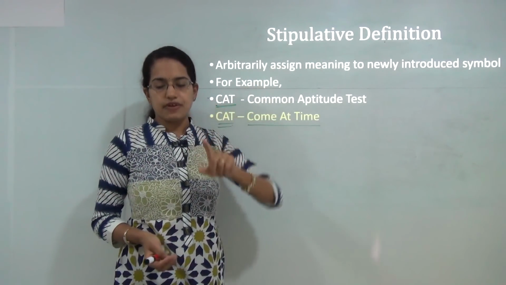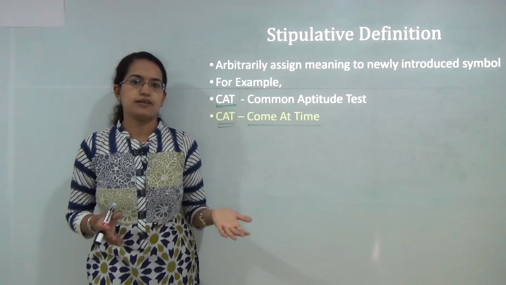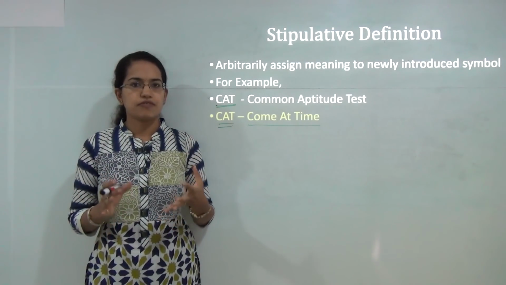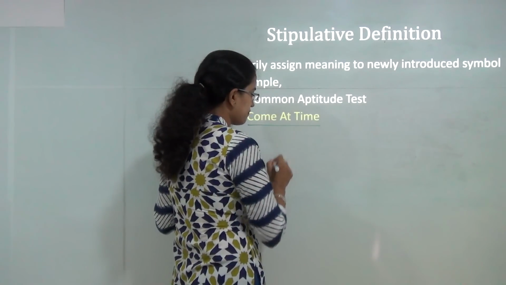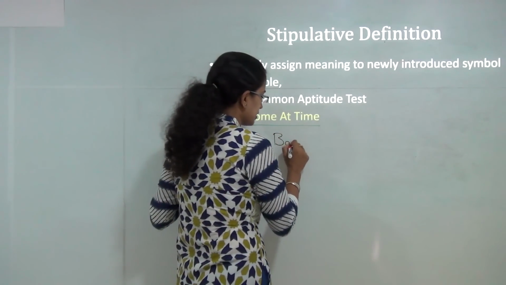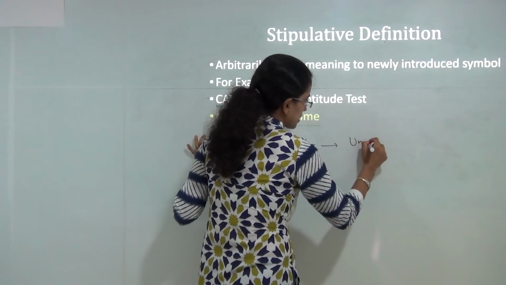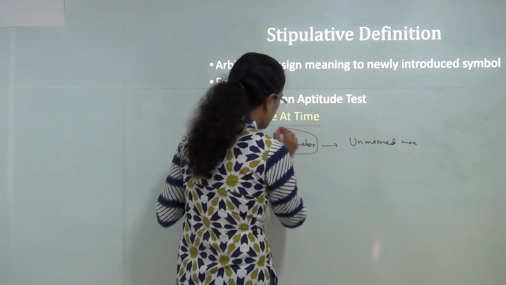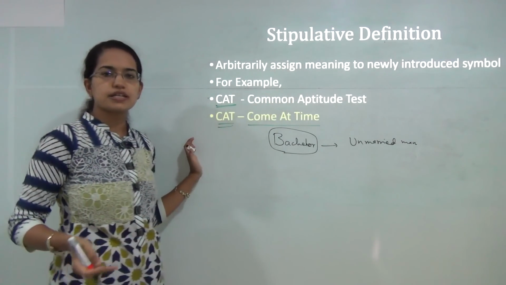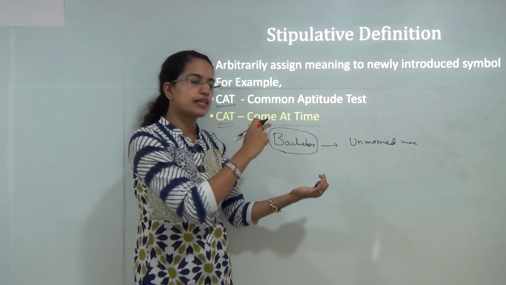Now if I talk in terms of definiendum and definiens, when I explain the term bachelor, which means unmarried male, this does not hold true in the case of a stipulative definition, because what I am trying to do is give a new meaning to this word.